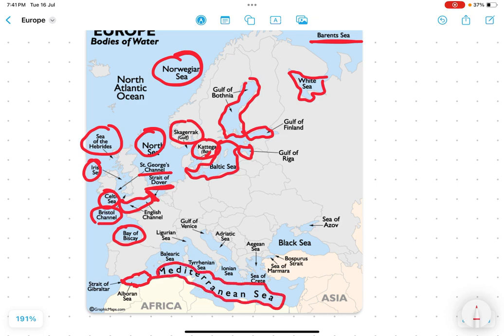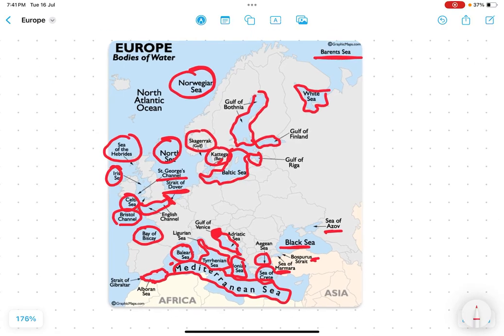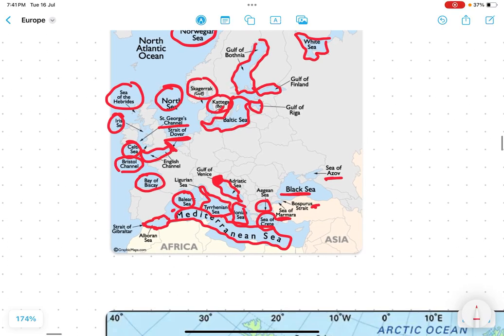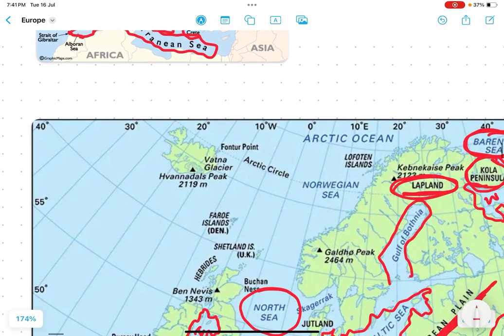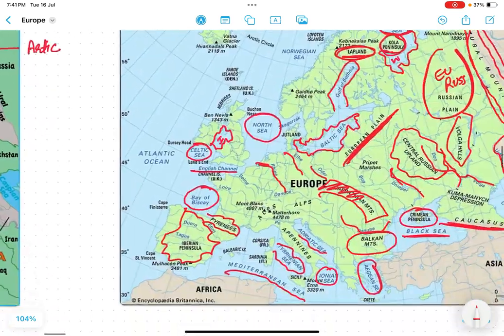Then we have Balearic Sea. We have Balearic Islands right here. This is Tyrrhenian Sea. This is Ionian Sea. This is Adriatic Sea. Right here we call it Gulf of Venice. Then we have Sea of Crete. Then we have Aegean Sea, Sea of Marmara, Bosphorus Strait, Black Sea, and Sea of Azov. All of them we are going to study in the next images. So let's see the next images.